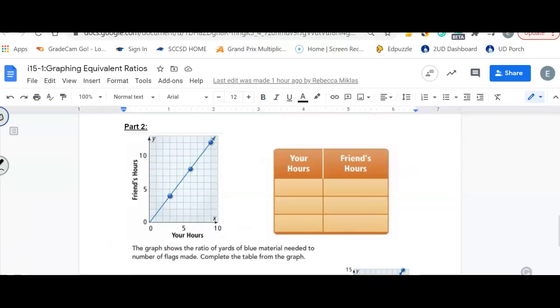All right, let's go to part 2 on the back. Now, this time, you are just given the graph. What I'd like for you to do is complete the table with the graph. So fill in the table.